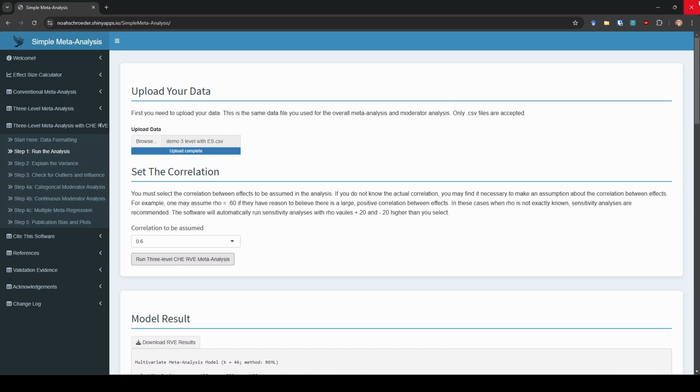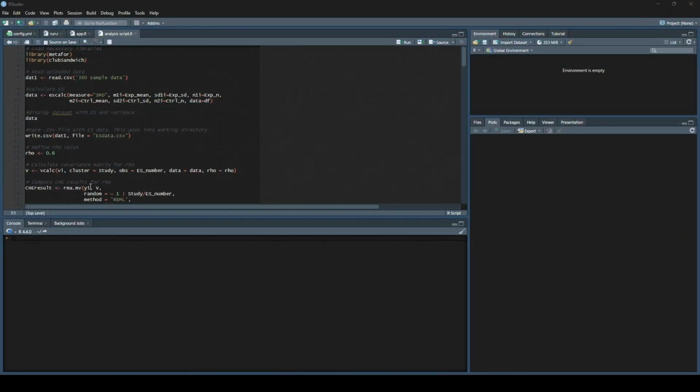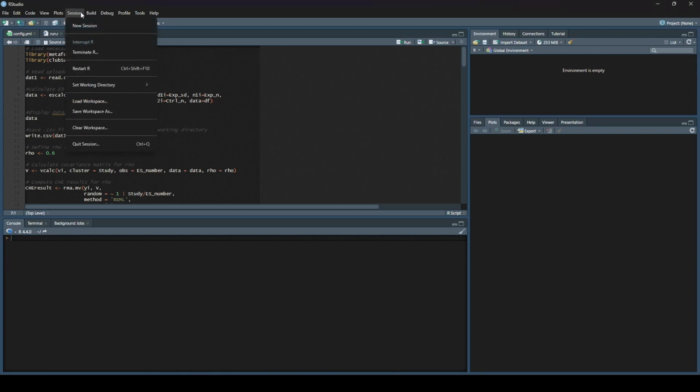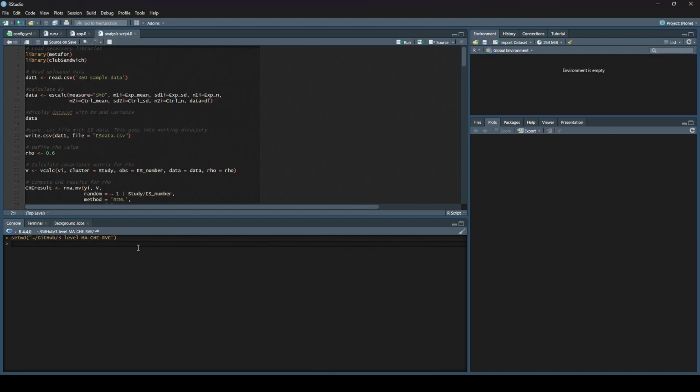So let me show you how to do this in R, in case you're like me and like knowing how everything works behind the scenes. If you remember, the first thing we're going to do in R is set our working directory. So we're just going to open up Session. We're going to go to Set Working Directory. And in this case, I'm just going to choose my source file location. And you can see that worked down here.